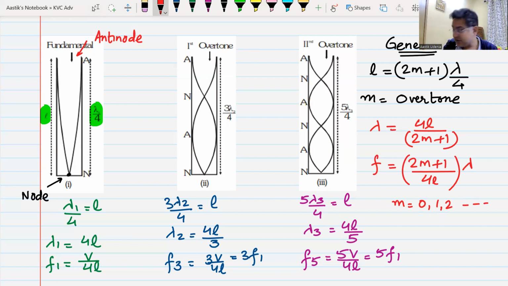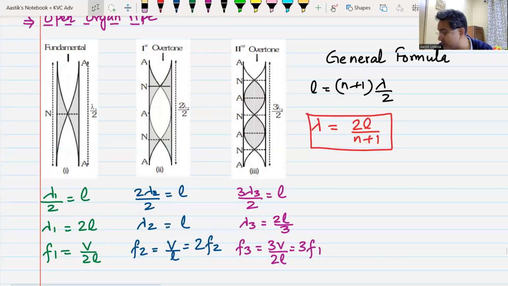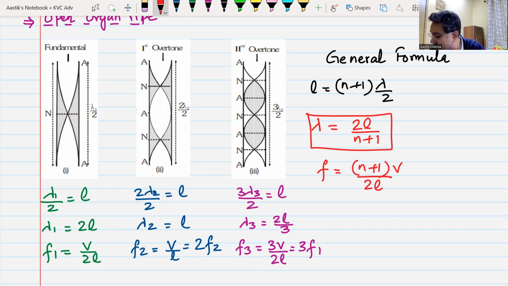This is the general formula for frequency of a closed-ended pipe. Similarly, you can write the general formula for frequency for an open-ended pipe. What will it be? N by 2L into V, where N stands for the number of overtones starting from 0, 1, 2, 3, and so on.